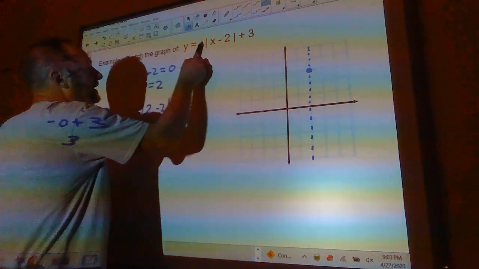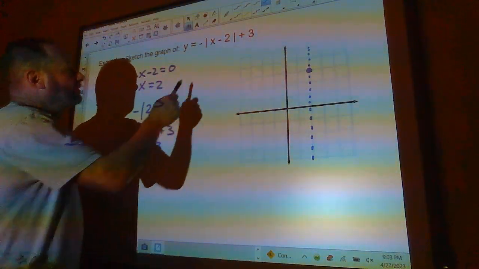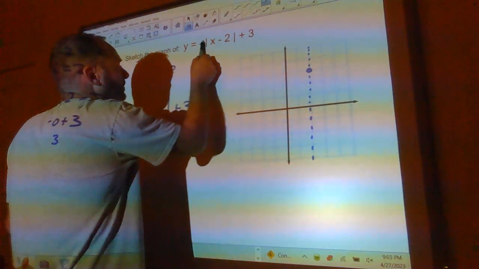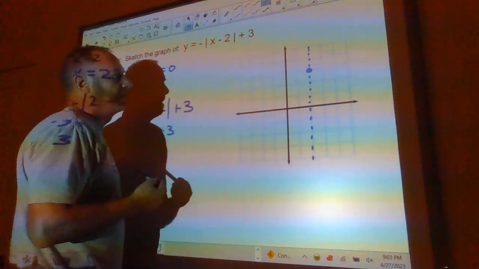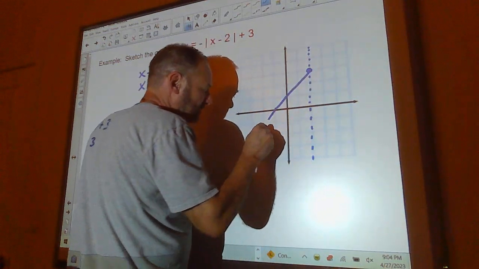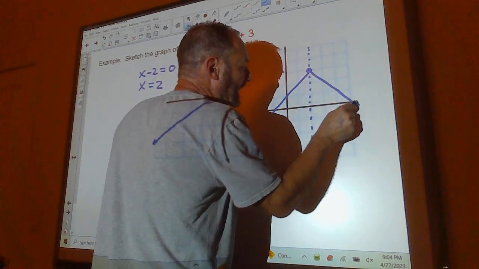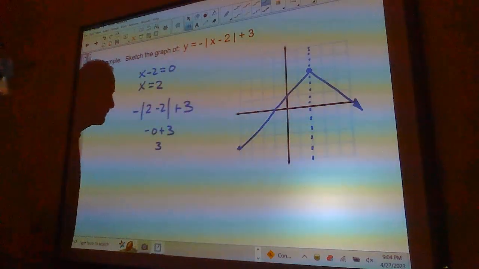Okay, I can look at this. This negative sign tells me it's going to open down. My coefficient out here, since there is no coefficient, that coefficient is 1. It means it's going to have a slope of 1 on one side. So it's going to look like this. You have a slope of negative 1 on the other side. It's going to look like that. There's my graph.